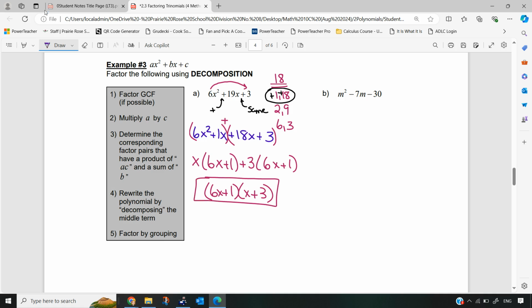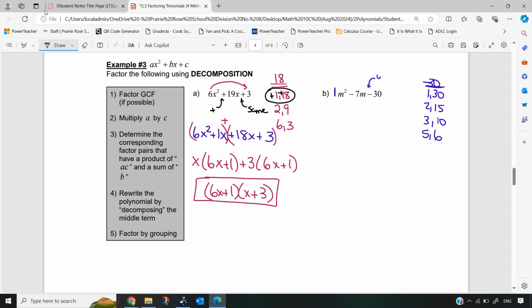Moving on to part B, notice I have m squared minus 7m minus 30, so my a value is 1. 1 times negative 30 is negative 30. Writing out my factor pairs, I have 1 and 30, 2 and 15, 3 and 10, and 5 and 6. Again, I'm looking for two numbers that have a product of negative 30 and a sum of negative 7.